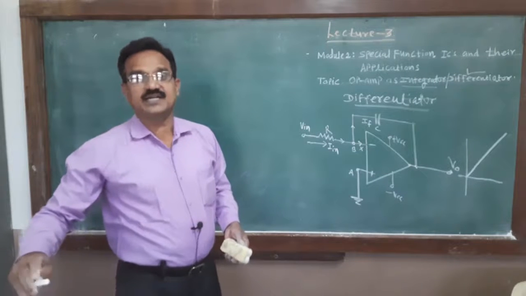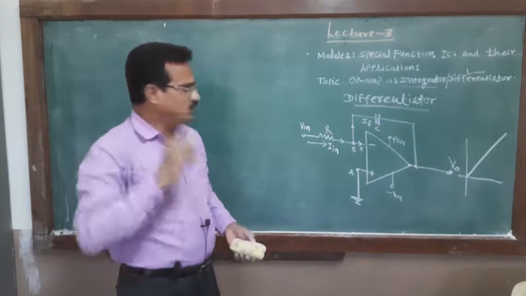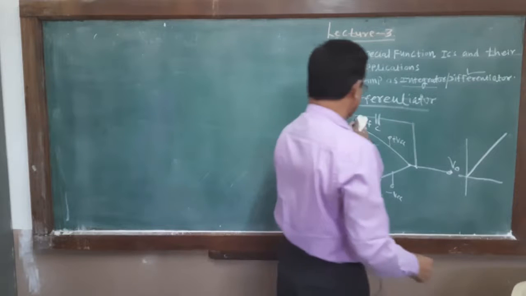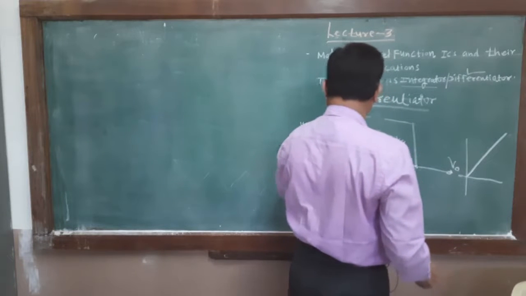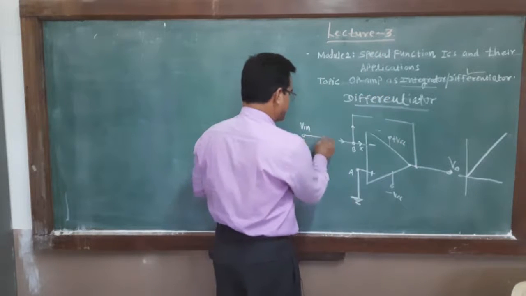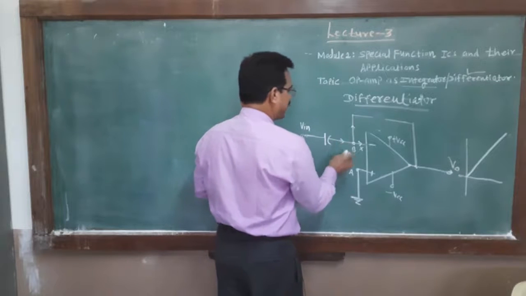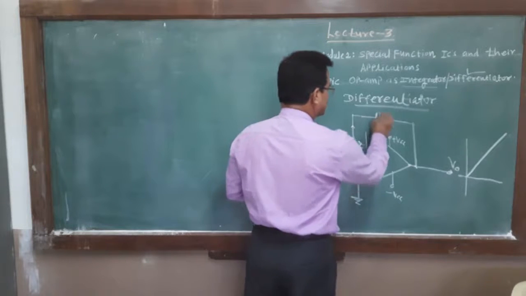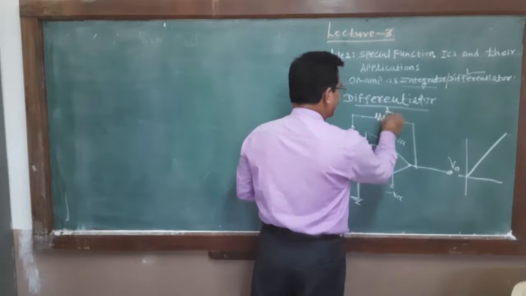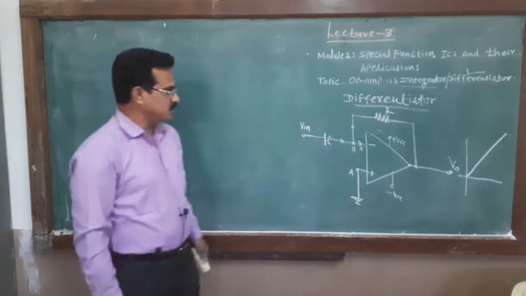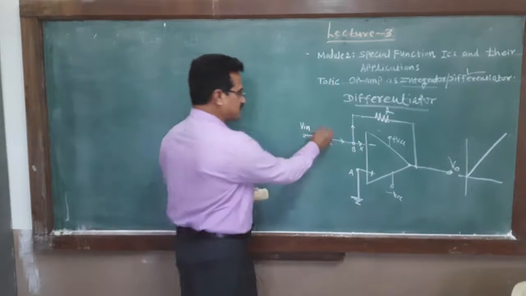Differentiator circuit and integrator circuit are the same. What is the only difference? Change the position of the capacitor. Here a capacitor is used at the input and here a resistor is used. Feedback is provided with the help of the resistor, and at the input the capacitor is used.